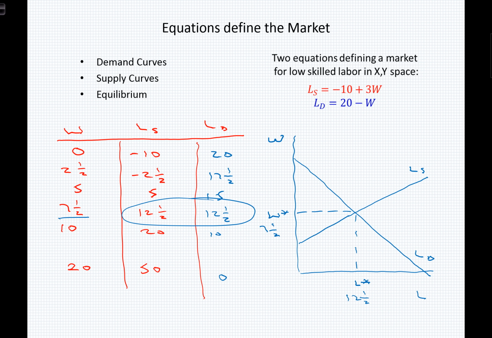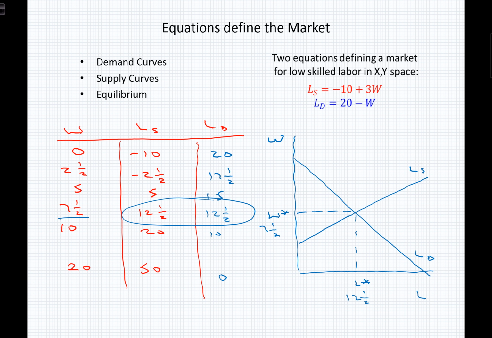And all that really means to us then is that at a wage of 7.5, or $7.50 in this case, let's say if this was an hourly wage, then we would have equal labor supply and equal labor demand. Recall that households supply labor. Workers live in households and supply labor, and firms demand labor.